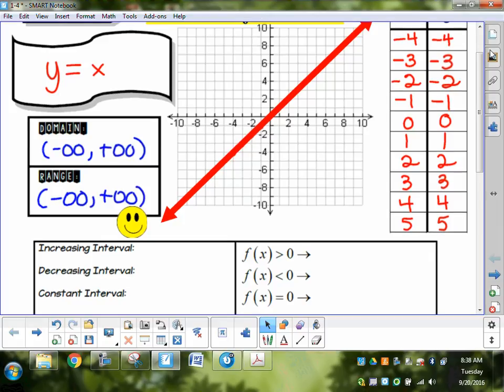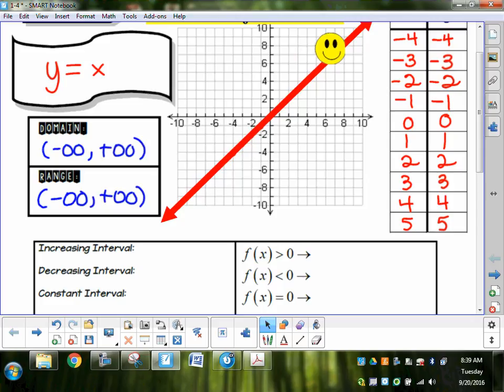Take a step down, then it's a decreasing interval. And if Fred walks level, that's a constant interval. If this is my function, here's what it looks like as Fred moves from left to right. Just like this.